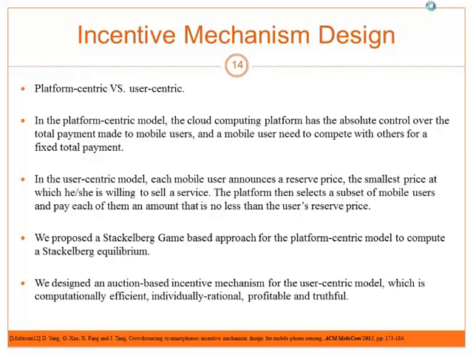In the other model, the user-centric model, each mobile user names their price. It's a reserved price. So the platform will select a subset of the mobile users. And we also need to guarantee that every mobile user's final payment will be no less than the user's reserved price. For the platform-centric model, we propose a Stackelberg game to model this, and we also propose a polynomial time algorithm to compute a Stackelberg equilibrium. For the user-centric model, we design an auction-based incentive mechanism, and it's computationally efficient, profitable, and also truthful. So this is what we have so far.